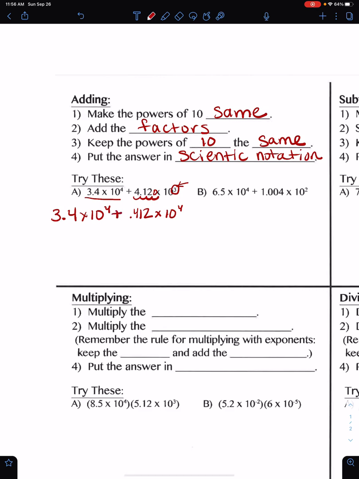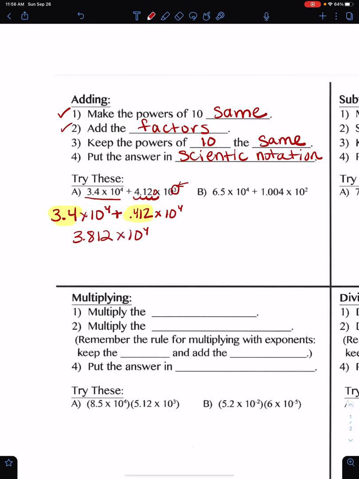All right, so I'm adding these. We've now done step 1 only. So we're going to add the factors. Remember, the factors are these numbers in front. And you can use a calculator if you'd like to do that. So I'm going to punch those into my calculator: 3.1 plus 0.412. And I get 3.812 times 10 to the fourth.